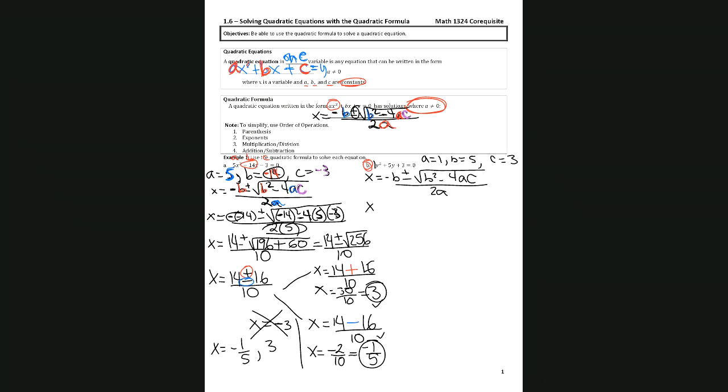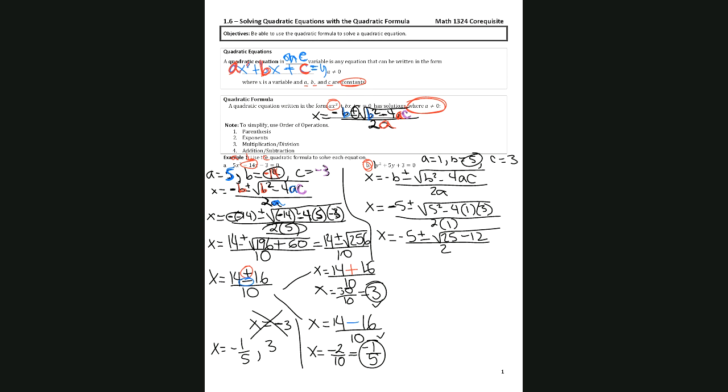Now here, x will equal to, now I'm going to start substituting from the formula. B is just positive, so negative 5, plus minus the square root of 5 squared minus 4 times a, which is 1, and times c, which is 3. All of that divided by 2 times 1. So I'm going to solve what's inside the radical, which is the radicand. So 5 squared, that will be 25, and then the product of negative 4 times 1 times 3 will be negative 12. All of that is divided by 2.